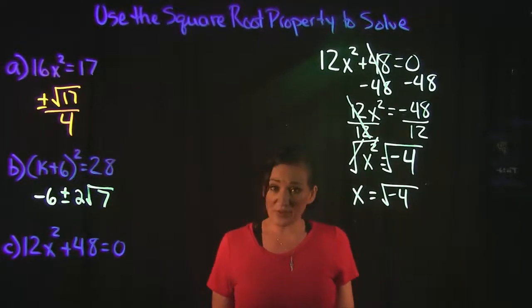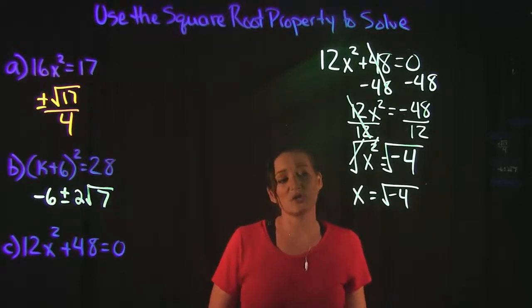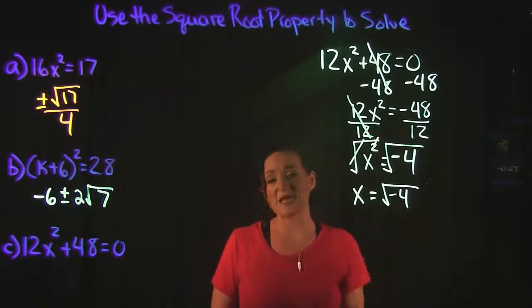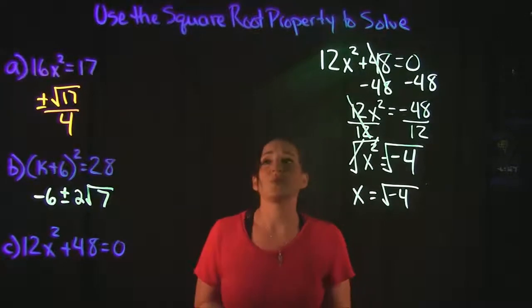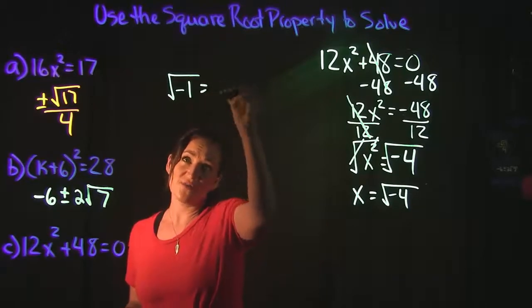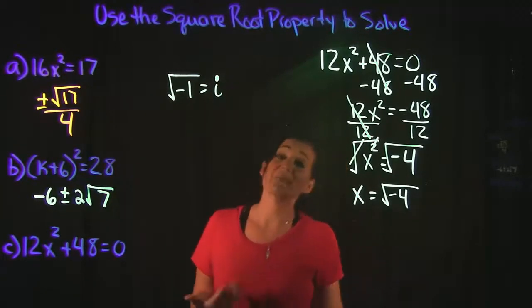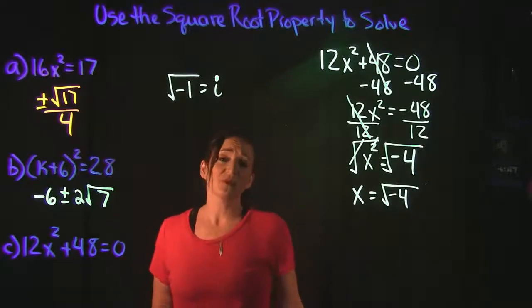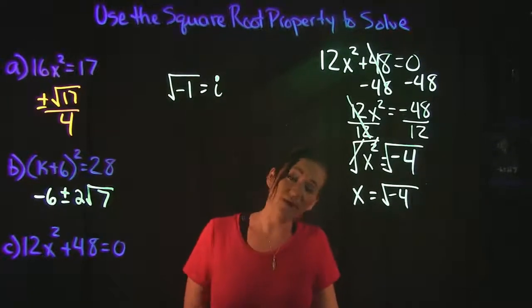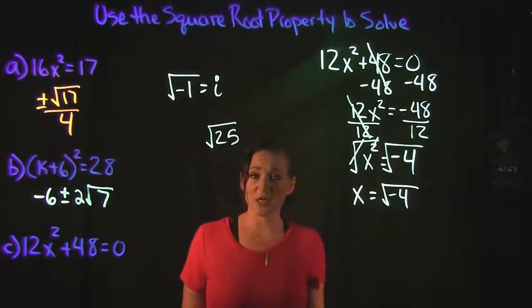Now, we need to simplify this radical. One of the first things that you should notice about this radical is there is a negative underneath the radical symbol. And we need to remember this one rule right here. The square root of negative 1 is equal to i. So that represents an imaginary number. Typically, we cannot take the square root of a negative number because remember what a square root is actually telling us to do.